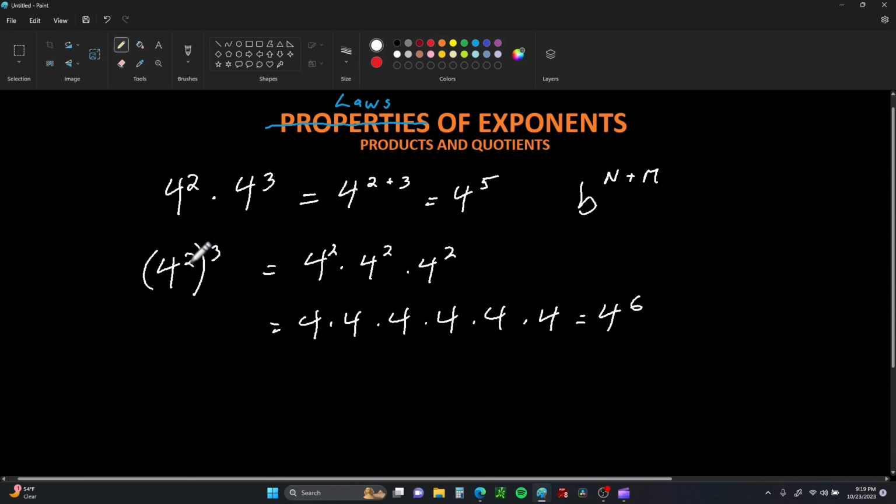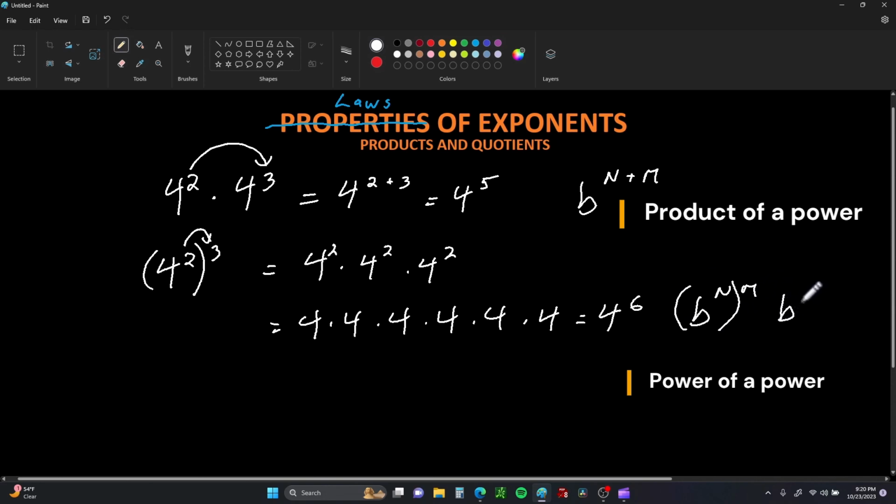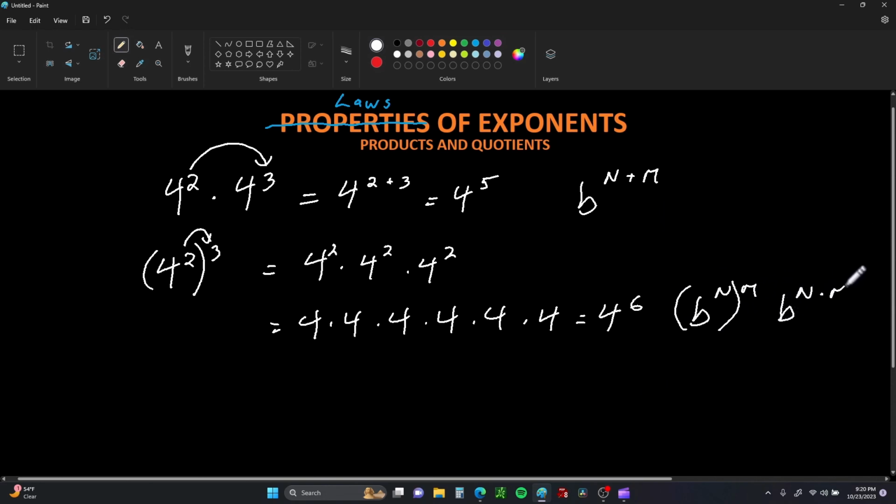So when I have a power of a power, I'm raising this power to a power of 3. What I do in this case, here I'm multiplying them, whereas in the prior case I was adding them. So our rule here is going to be that whatever our base is, if I had that raised to the m power, it would be b to the n times m.